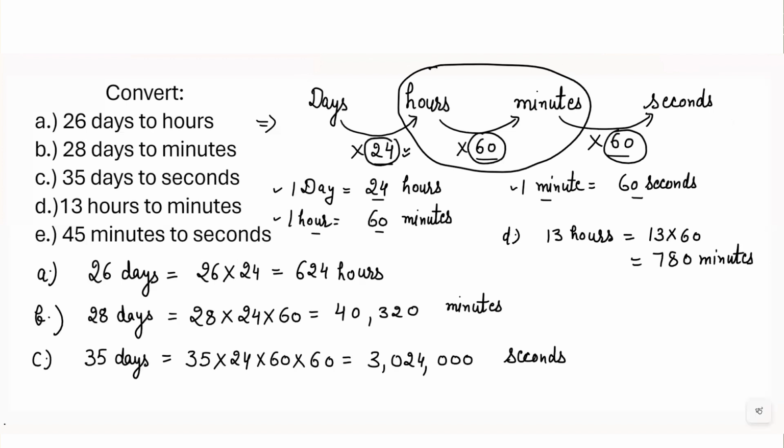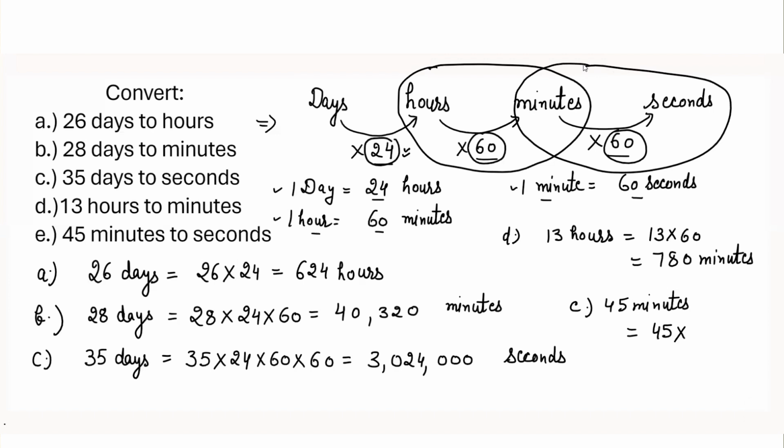Similarly, for part E, it says 45 minutes to seconds. So I will make a circle from minutes to seconds and multiply with whatever number I can find within the circle. If I go from minutes to seconds, there is 60. So I will multiply 45 with 60 and I'll get 2,700 seconds.